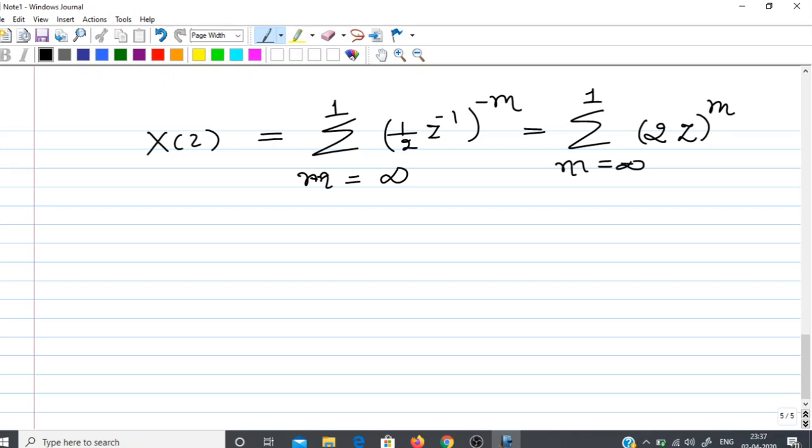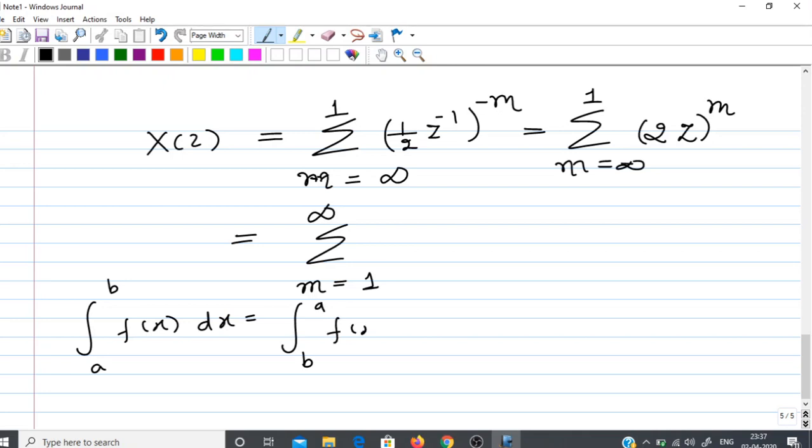Now if I reverse the limits, that is, instead of writing m from infinity to 1, if I write m from 1 to infinity, will there be any sign change? If you know, when there is an integration from a to b of f of x dx, and you change the limits, let's say from b to a, you get a negative sign outside. So in integration, if you change the limits, there will be an extra negative sign. But when you change the limits in a summation, there won't be any negative sign.